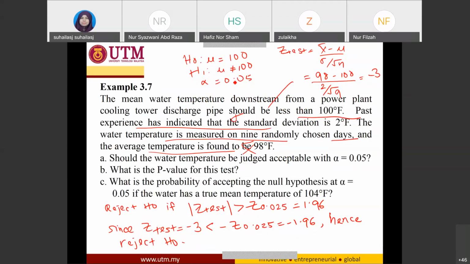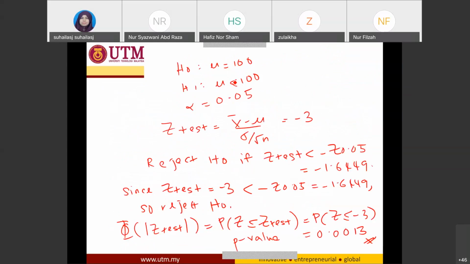We want to do a one-sided test. So mu equals 100, alternative mu less than 100. Again, your alpha is 0.05. You conduct your Z test, you get minus 3. Since we have a one-sided test, reject H naught when Z test is less than minus Z alpha. We compare and reject H naught, and then you write your conclusion. To find your P value, P value is phi Z test, which is probability Z less than or equals to Z test, in this case minus 3.